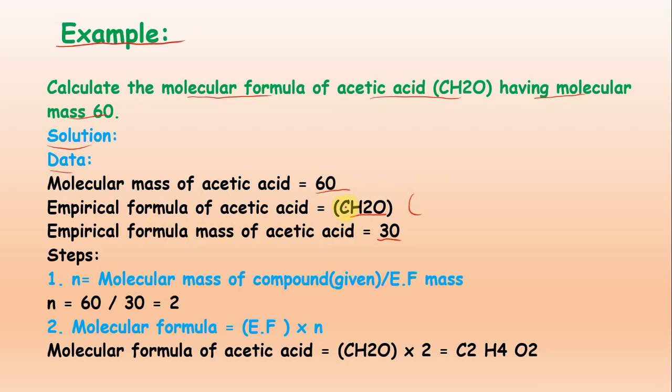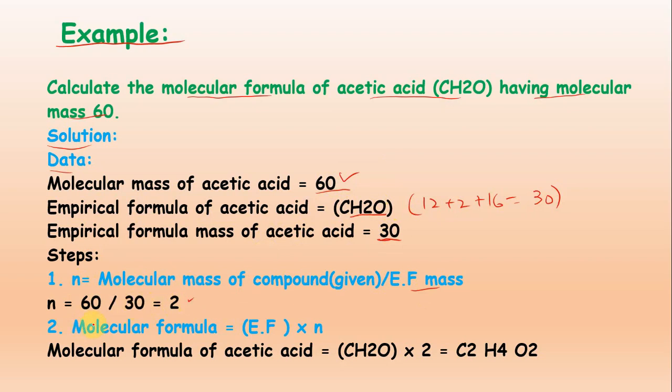Look here, the atomic mass of carbon is 12, plus hydrogen, that is 2, oxygen is 16. When you add all these, you will get the answer, that is 30. So the empirical formula mass of acetic acid which we have calculated is 30. Now we have to follow the two steps. Step number one is that we have to find n. How can you calculate n? The formula you know: molecular mass given divided by empirical formula mass. The molecular mass given is 60. The empirical formula mass you have calculated is 30. 60 divided by 30 will be 2. This is the answer of n.